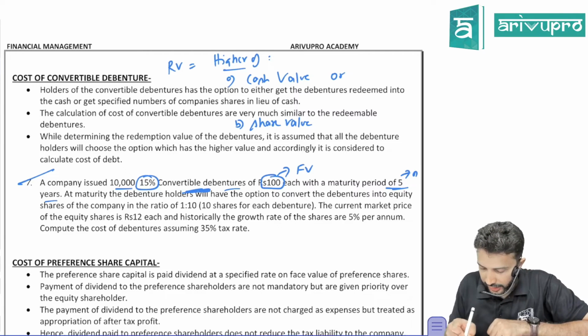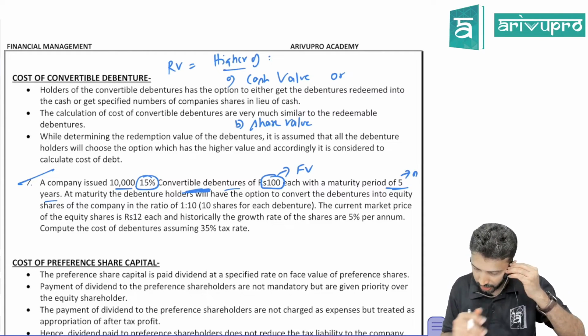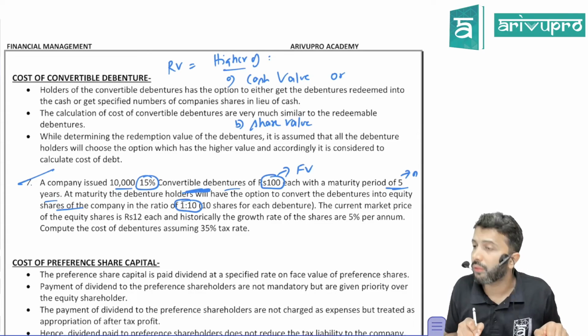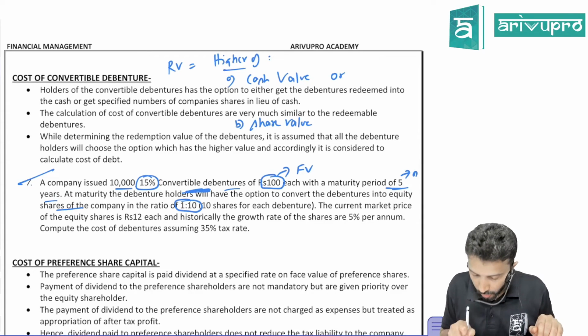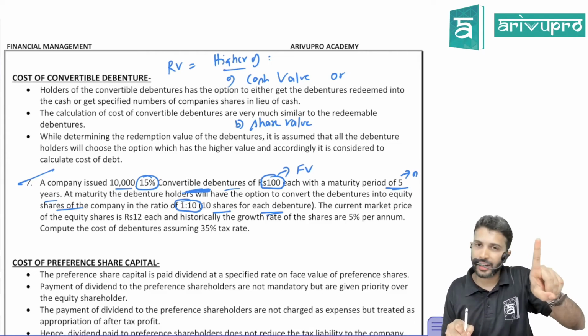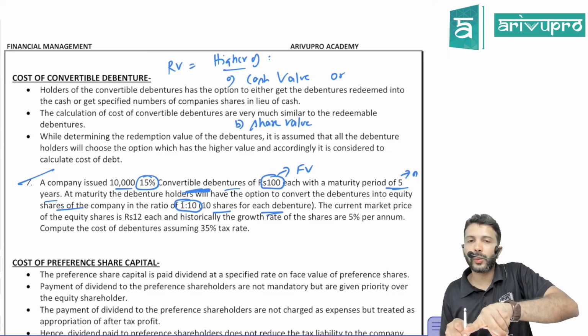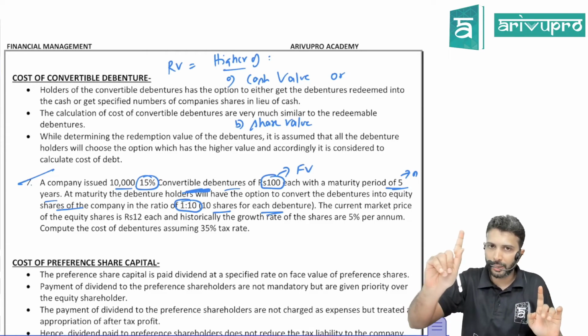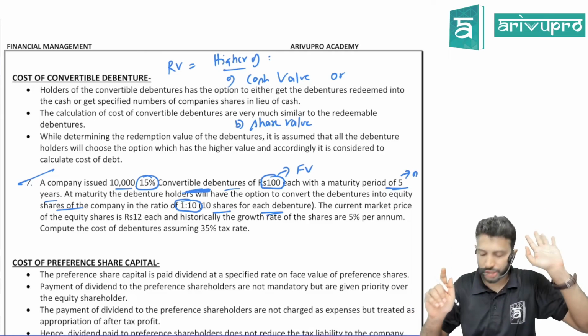At maturity, debenture holders will have an option to convert a debenture into equity shares in the ratio of 1:10. 10 shares for each debenture. So if he's owning one debenture, will he get only one equity share or 10 equity shares? That's what they've agreed. For one debenture, they will get 10 equity shares.